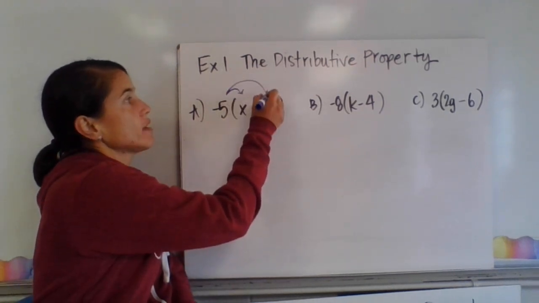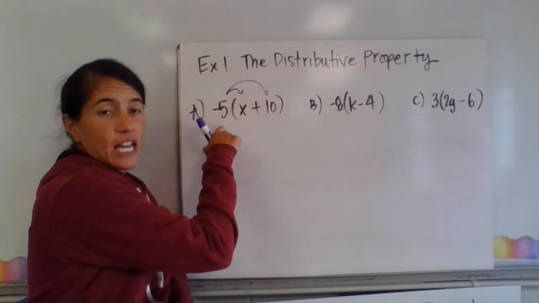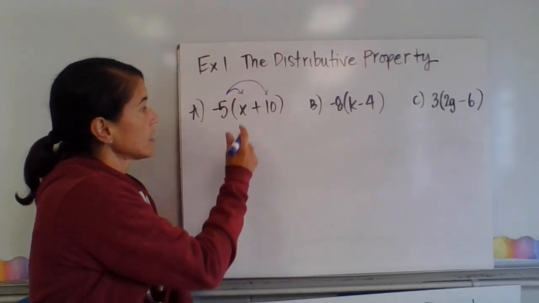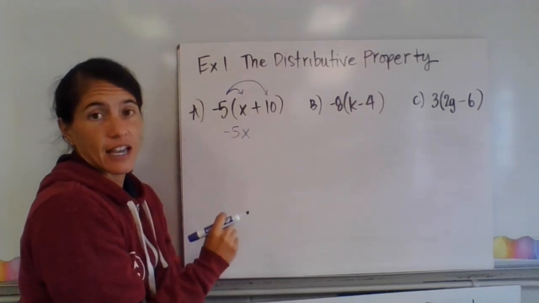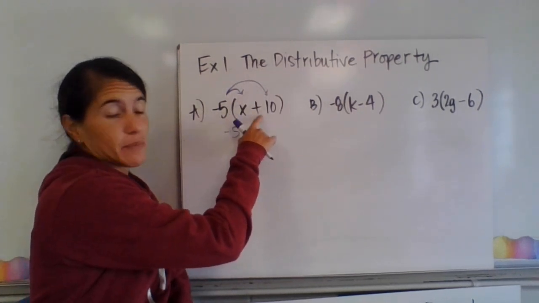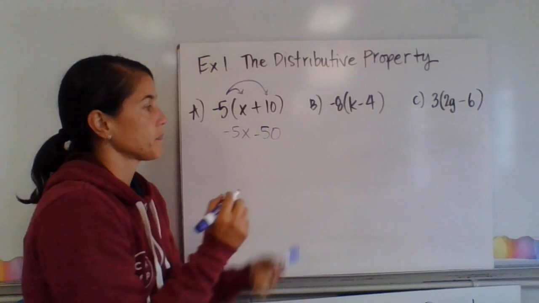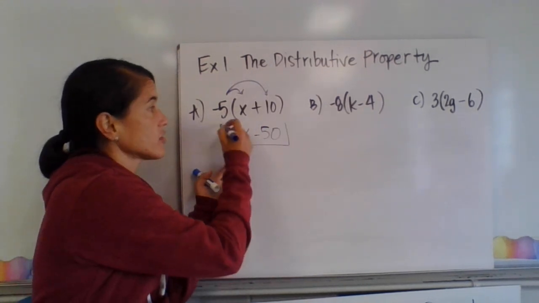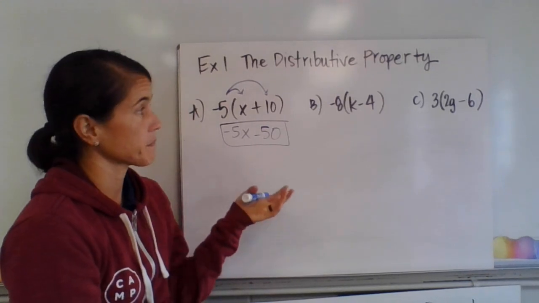But we can distribute this negative 5 to both terms. So we're going to multiply negative 5 times x, and that's negative 5x. And then we're going to multiply negative 5 times 10, and that's negative 50. Now, we cannot combine these because they're not like terms, so my answer is just negative 5x minus 50.